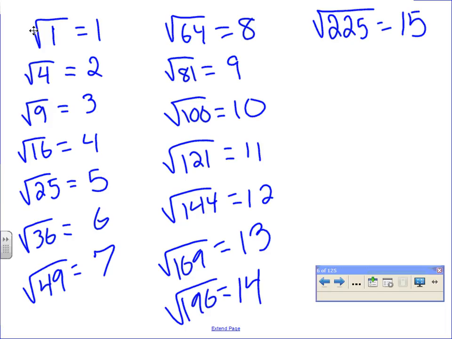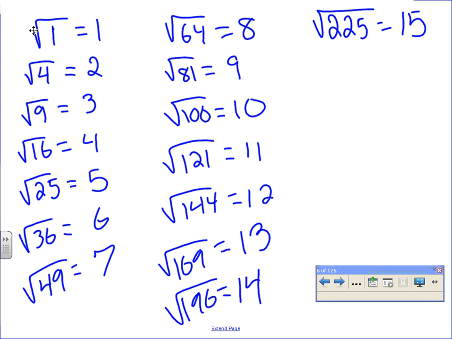Does anyone know why these are perfect squares? Mike, why are they perfect squares? Good. Their square root is a nice or perfect number. So in other words, the square root of 4 is 2 because 2 times 2 gives us 4. The square root of 9 is 3 because 3 times 3 is 9. If you take the square root of an integer and you get a nice number, you know that number inside the radical symbol, which is your square root, is a perfect square. Extremely important that you know what a perfect square is for tomorrow's lesson.